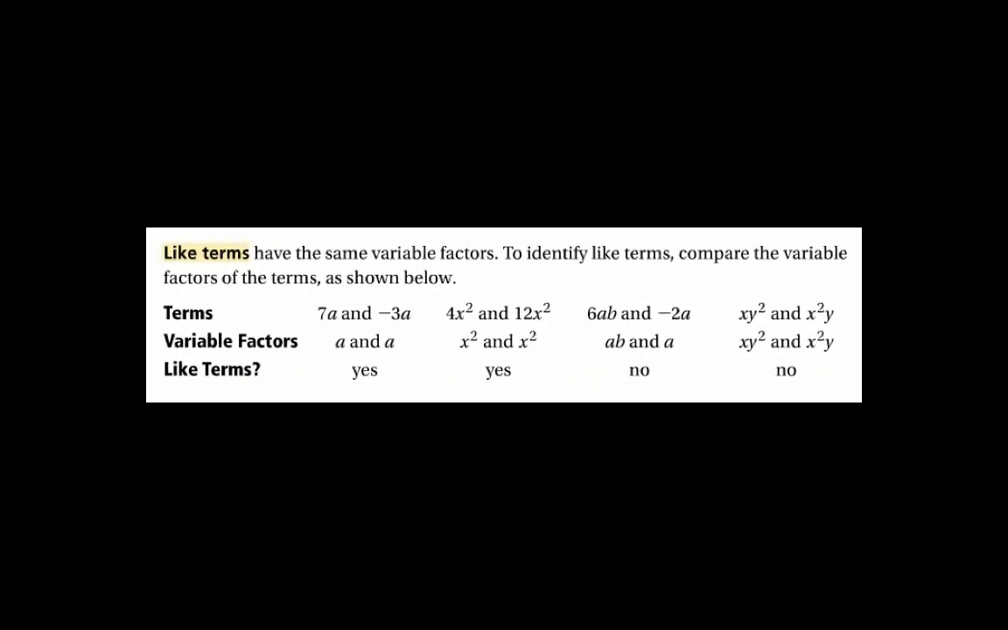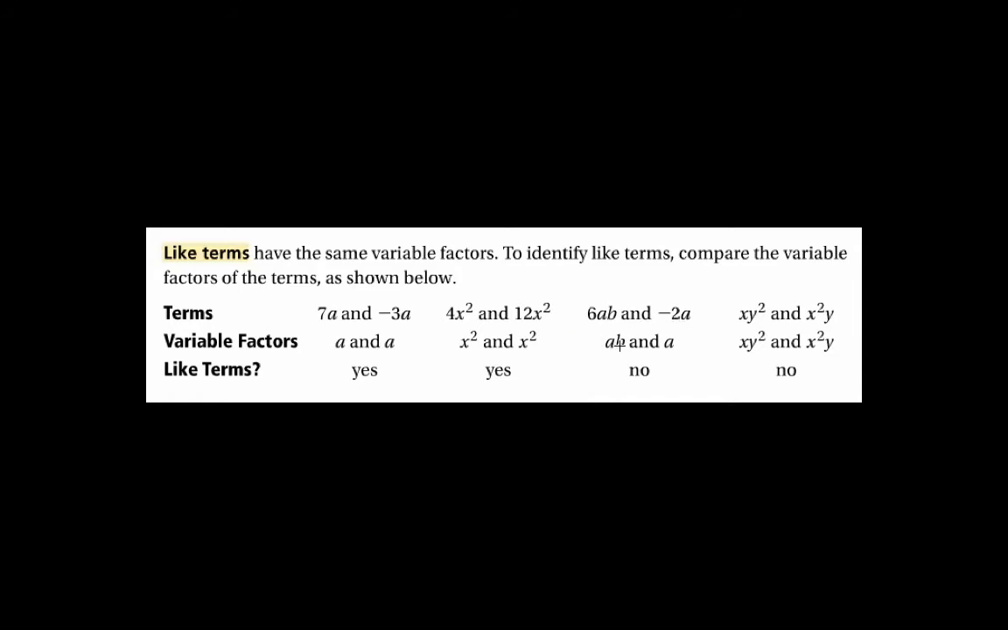All right, another vocabulary or a tool that we're going to use is identifying like terms in an expression. Like terms have the same variable factors. To identify like terms, compare the variable factors of the terms as shown below. So here we have two terms, 7a and negative 3a. The variable factors in those two terms are a and a, so they would be considered like terms. Here we have two other terms, 4x squared and 12x squared. They both have variable parts x squared and x squared, so they are like terms. Another example, we have 6ab and negative 2a, two terms.